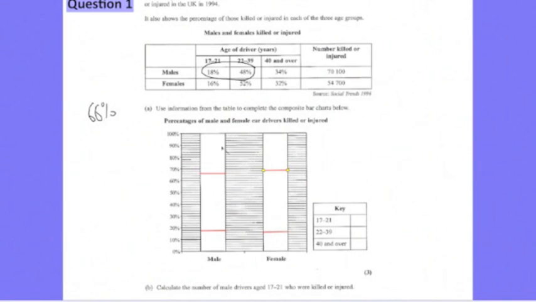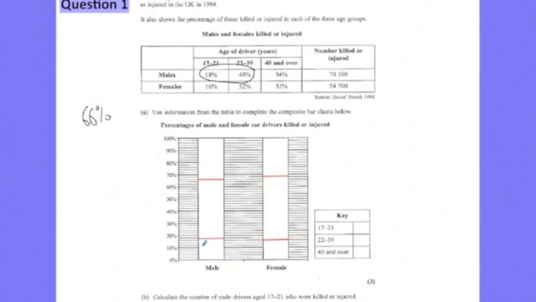Now, before we move on, we need to distinguish between the 3 different sections on our composite bar chart. So we can use some shading. The choice here is yours. The first section I'm going to shade for the category 17 to 21. Shading here on the male and the female, and then marking it here in the key.